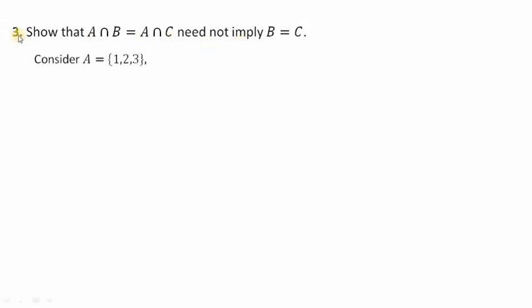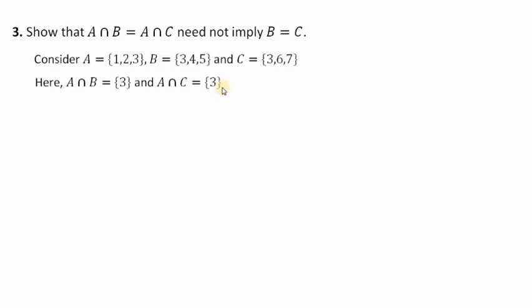So let's see. I'm taking A to be this set, B to be this set, and C to be this set. Now let's find what is A intersection B. In between A and B, the only common element that we see here is 3, isn't it? Now we need to find what is A intersection C as well. The common element between A and C is again 3.